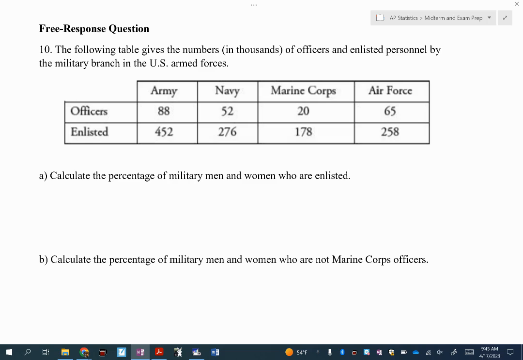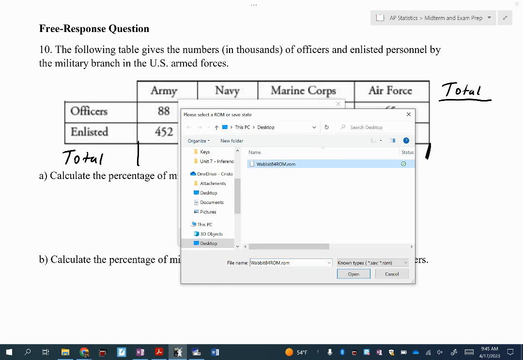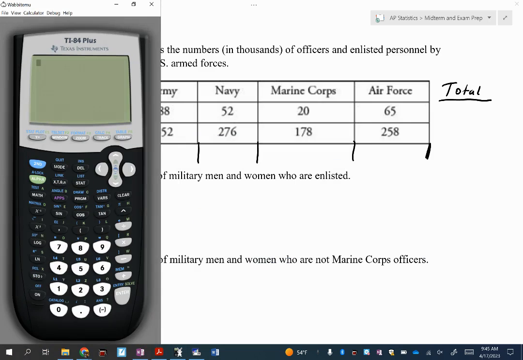The first thing I want to do before I start answering these questions is let's get some totals. So let's make another column here. Let's make another row. Let's get some totals here for the number. I know it says in thousands. I'm just going to ignore that. The numbers of officers and enlisted in each branch of the military. If you have your calculator, go ahead and start adding them up. We can confirm some of these numbers here.